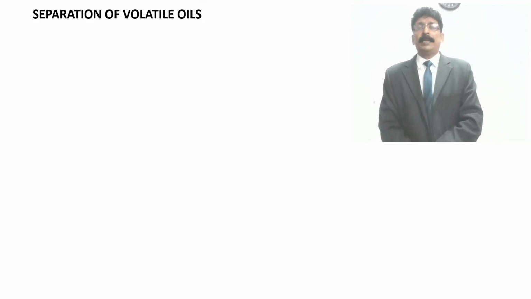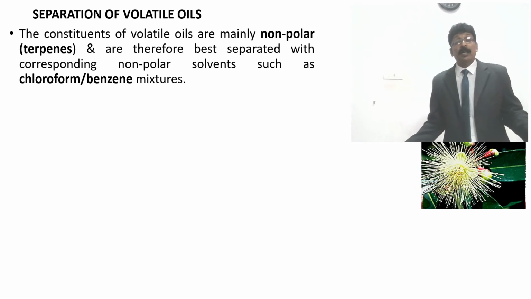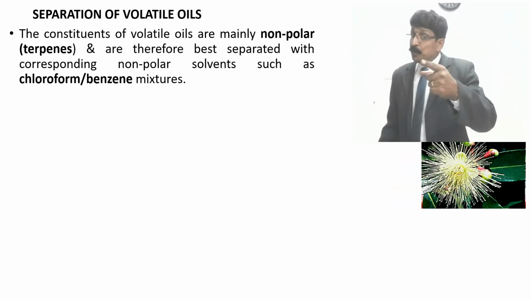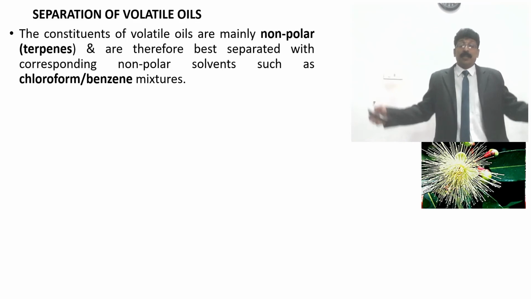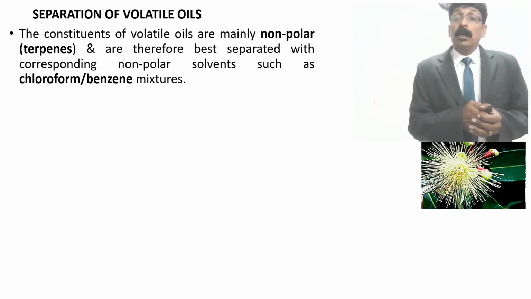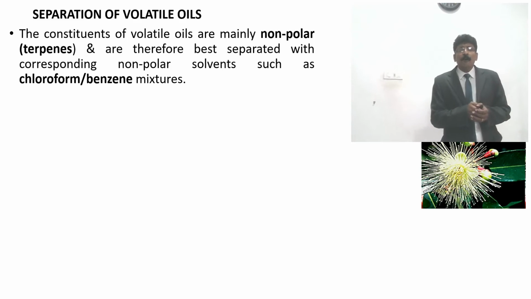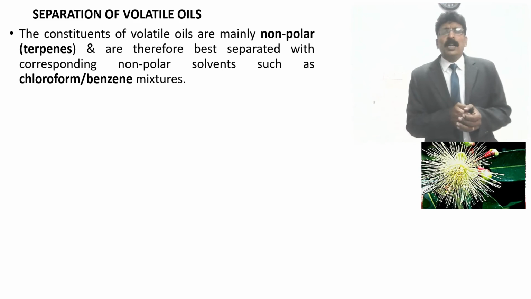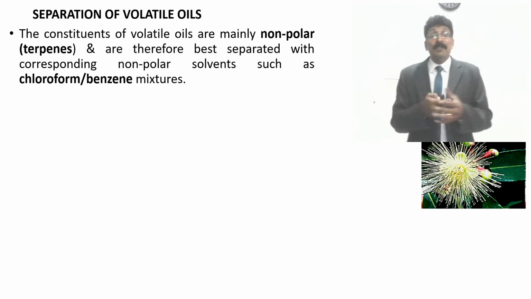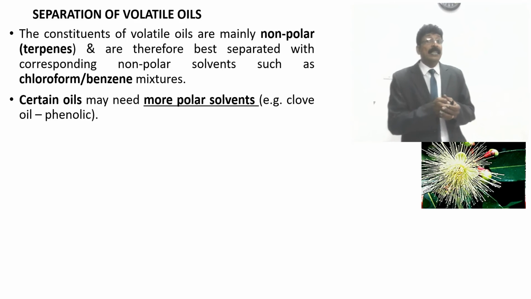Separation of volatile oil, again I have given one example. When you want to separate volatile oil, the constituents of volatile oil are mainly non-polar. Volatile oils are made up of terpenes. They are volatile in nature, and are basically built from isoprene units. They are therefore best separated with the corresponding non-polar solvents such as chloroform and benzene mixtures. So you see here, chloroform and benzene mixtures are very good for separation of volatile oil principles, as they are terpenes in nature.